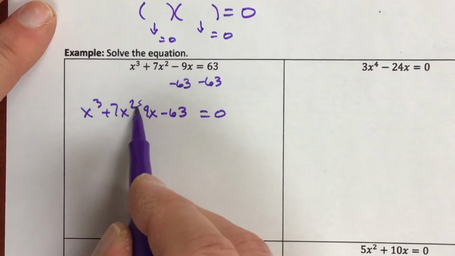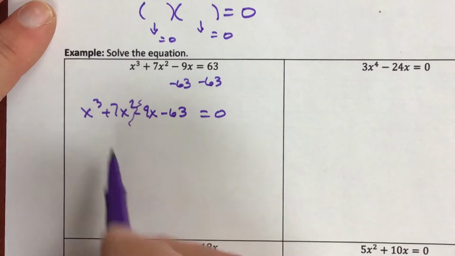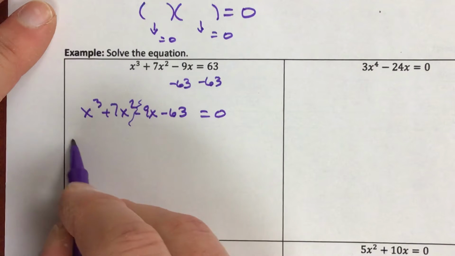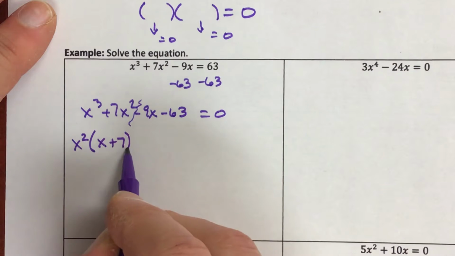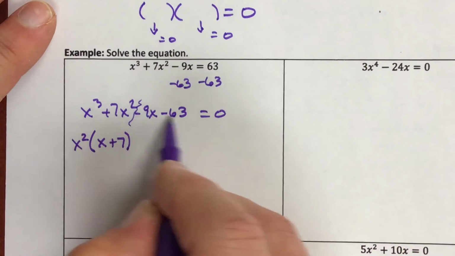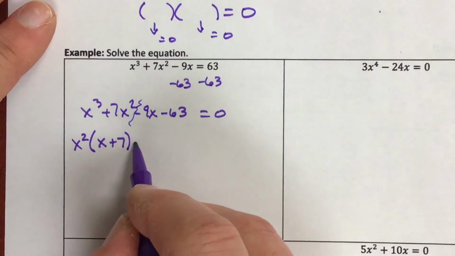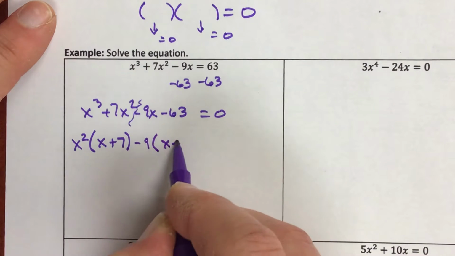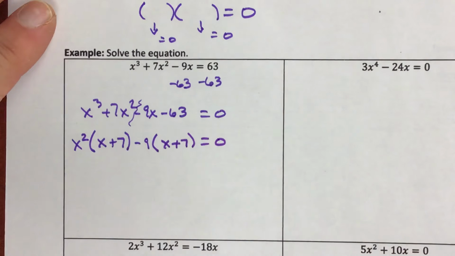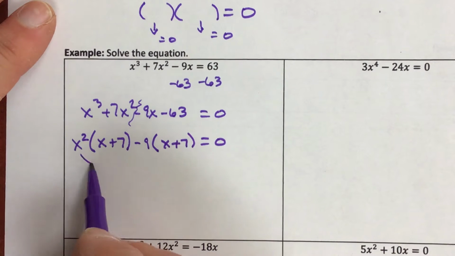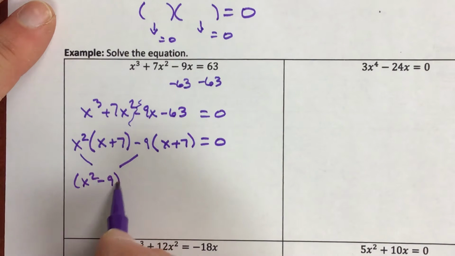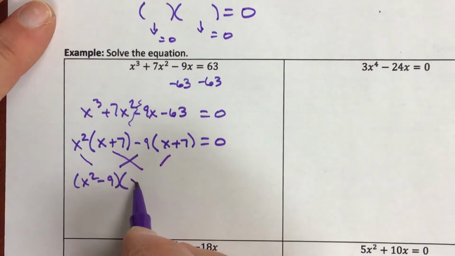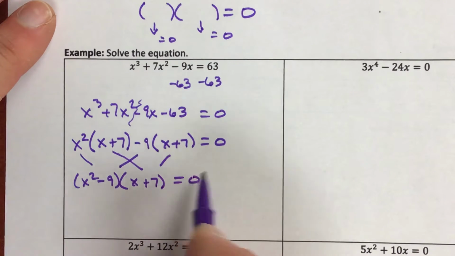So we're gonna section off right here. What's the greatest common factor between these two things? Looks like it's an x squared, and we're left with x plus 7. And then we have a greatest common factor between these two terms, which looks like it's -9, and we're left with x plus 7 equals 0. We now take the two things that are not alike and put them together, and then we bring down the thing that is alike and equals 0.